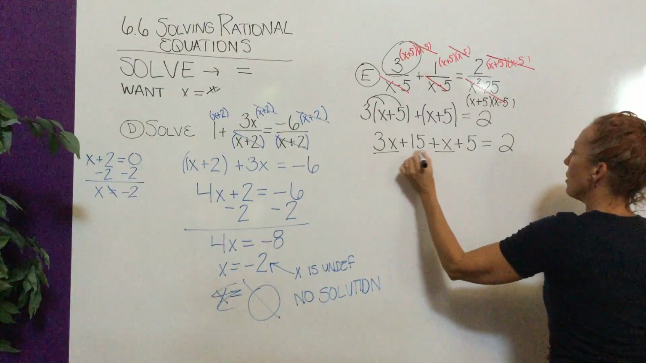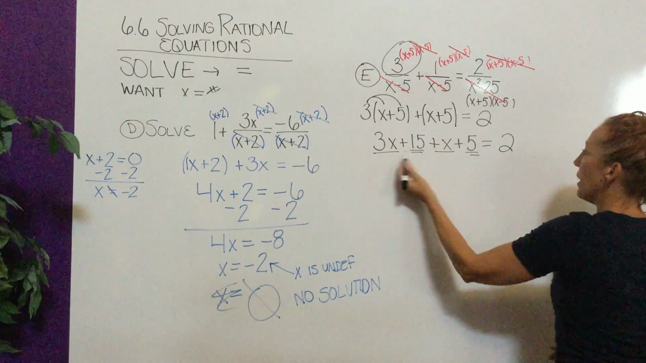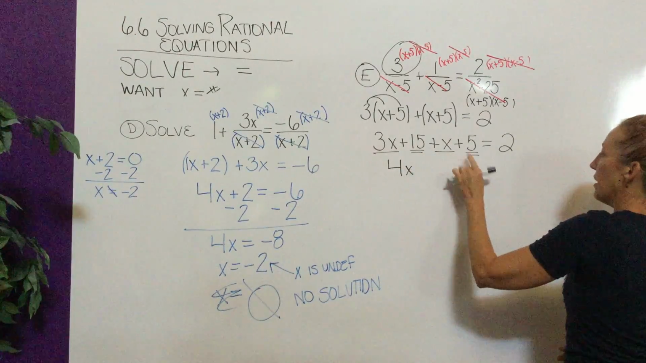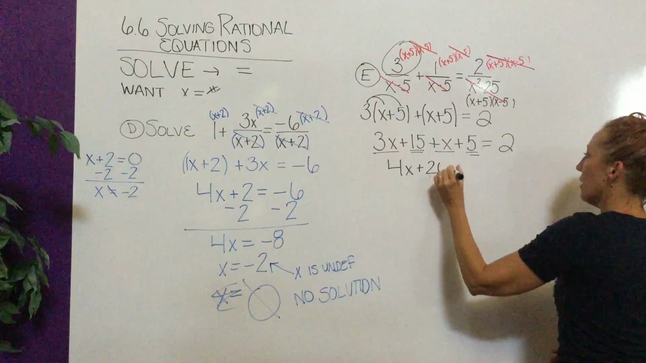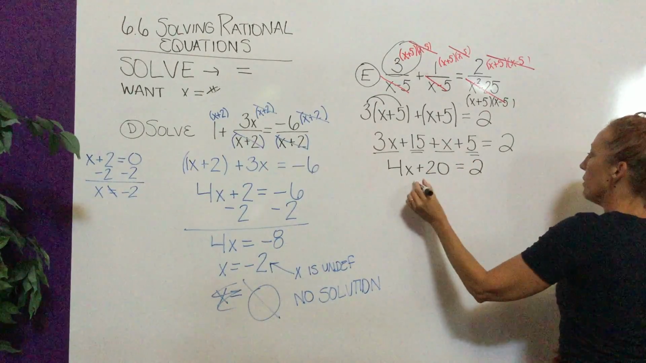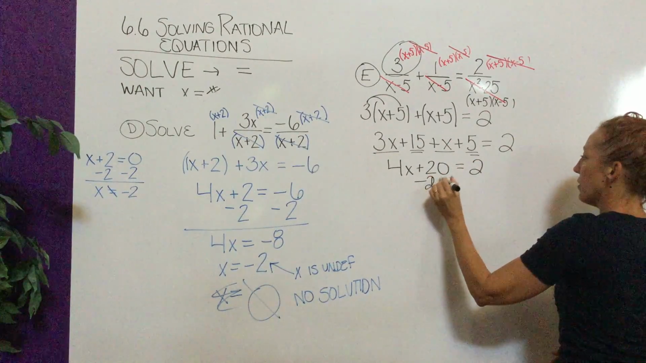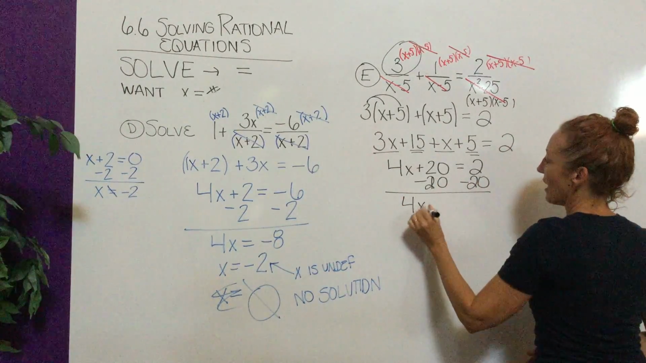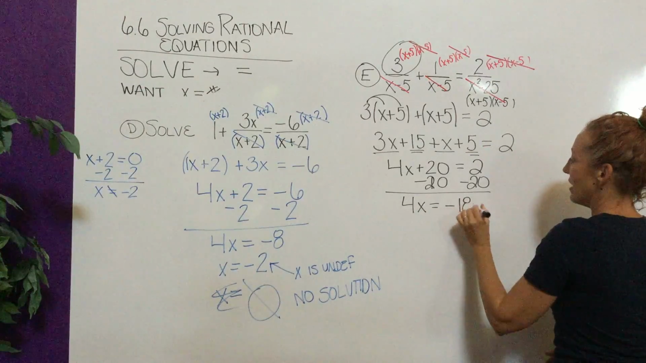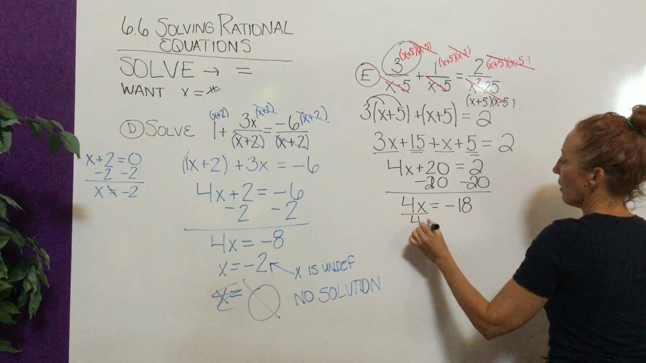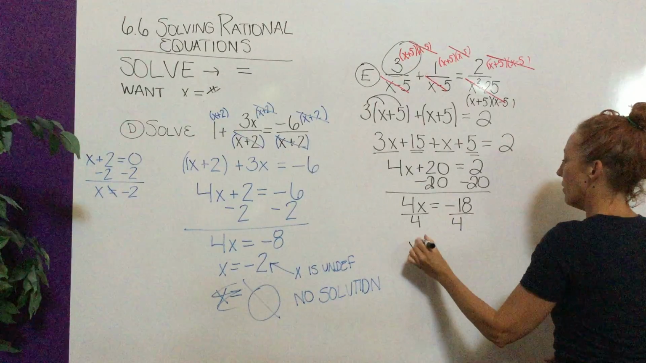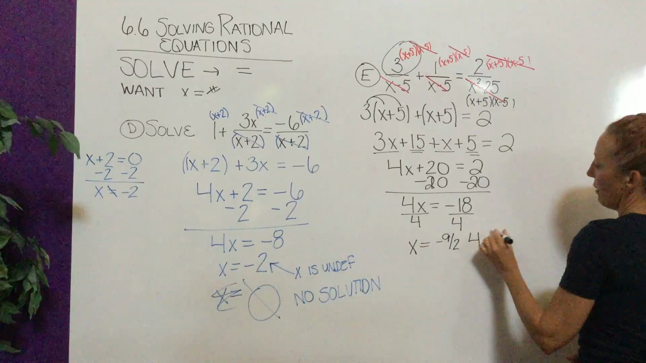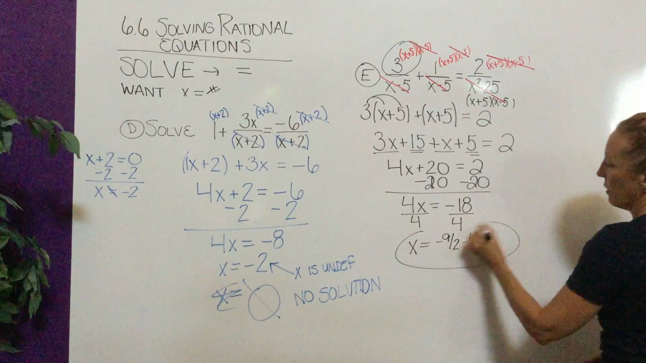Add your like terms. So 3x plus x is 4x. 15 plus 5 is 20. Subtract the 20 to the other side. I'm already writing down the answer. So 4x equals negative 18. Divide by 4. You can reduce that to negative 9/2, or you can write it as a decimal.